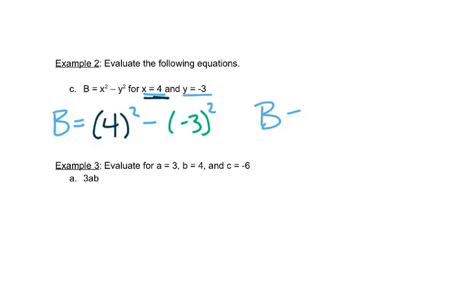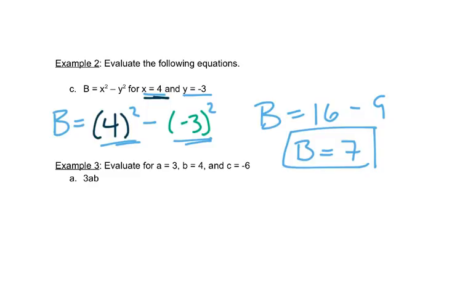So remember, order of operations says that we have to do exponents first. So 4 to the second power is 16. And -3 to the second power, remember, means -3 times -3, and that's a positive 9. So 16 minus 9 is 7.